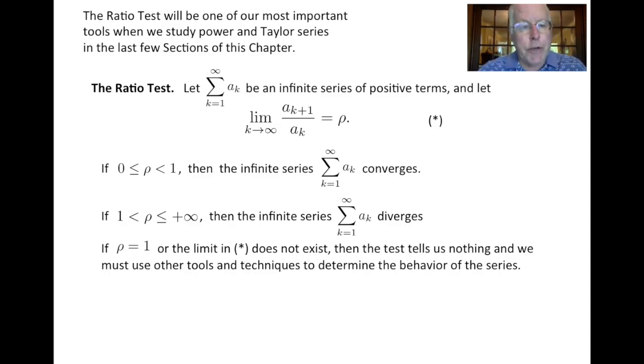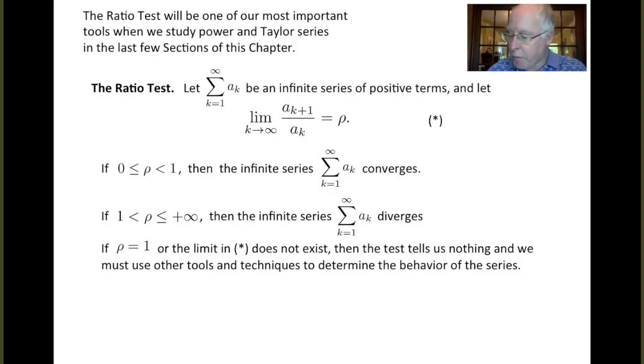So the ratio test is stated as follows. Let the summation k equals 1 to infinity of a sub k be an infinite series of positive terms, and suppose that we compute the limit of the ratio of the term a sub k plus 1 divided by the term a sub k. So this just means some term a sub k in the denominator, and then the next term, the one after it, a sub k plus 1 in the numerator, then take the limit of that as k goes to infinity. If we get an answer rho, so the limit must exist, then we can say the following.